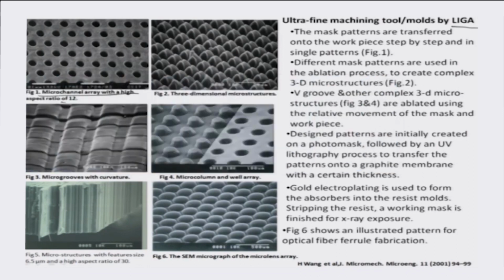Here these are 3-dimensional microstructures, again micro column arrays and well arrays, micro grooves with curvatures. Some of these are microstructures with high aspect ratios of about 30 or more, and then these are the micro lens arrays, all made with LIGA processes as reported by Wang et al. in 2001. So, LIGA really is a very powerful tool.